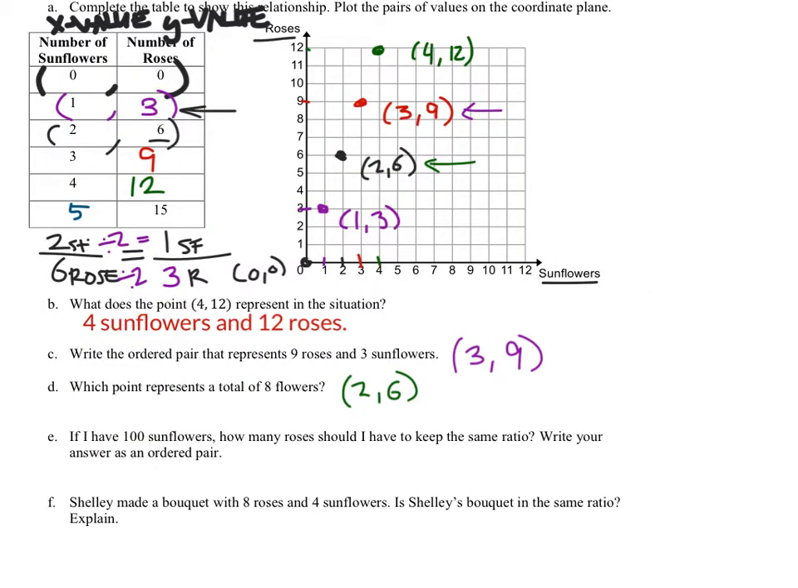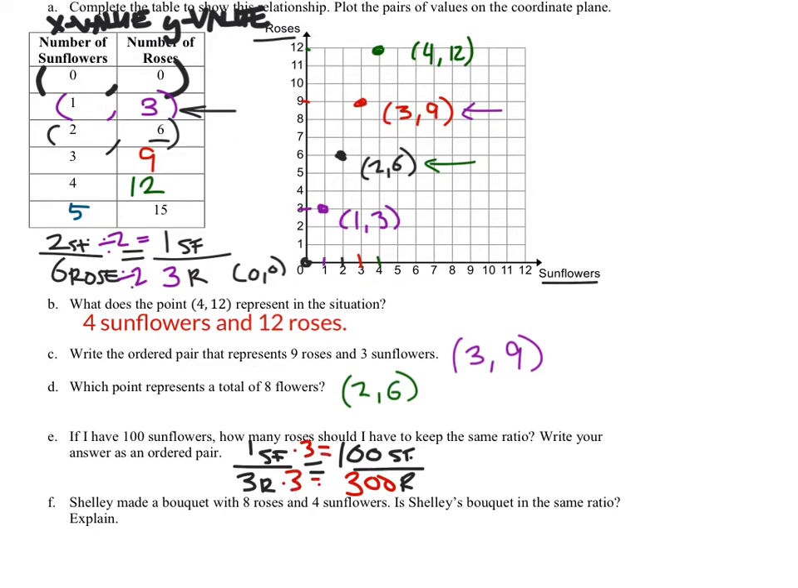If I have 100 sunflowers, how many roses should I have to keep the same ratio? 300? So yeah, 300, right? Because we know 1 sunflower would be 3 roses. So if we had 100 sunflowers, we should expect 300 roses. Because we'd multiply by 3 on both of these.